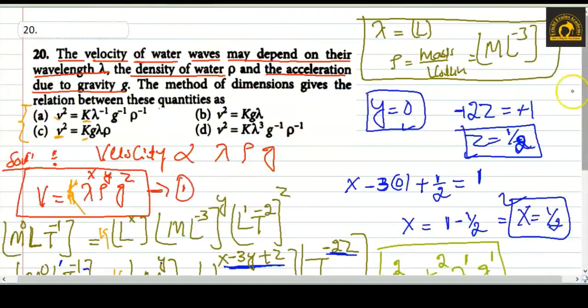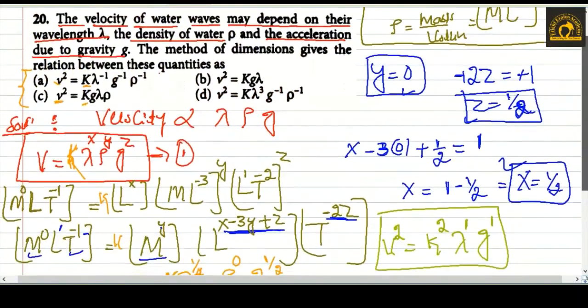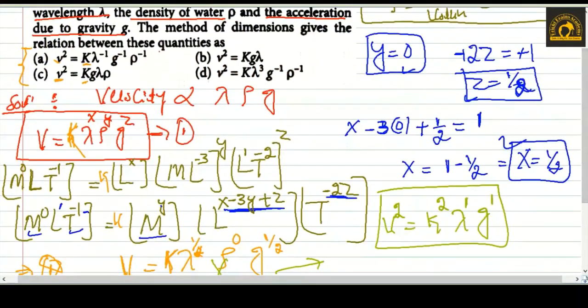So let's see which option is correct for this one. That is k square, where k is a proportionality constant. You have k lambda g as it is. Okay, k lambda g, that is option B, the correct answer. Option B is the right answer for this problem.